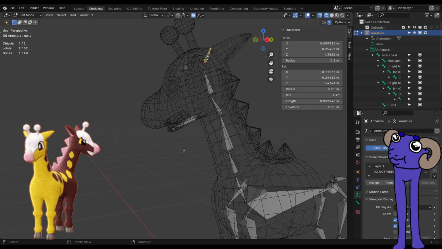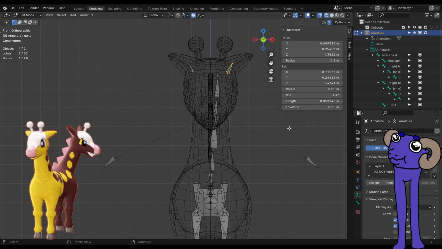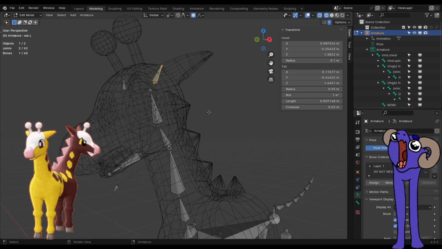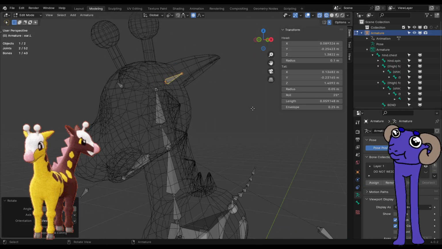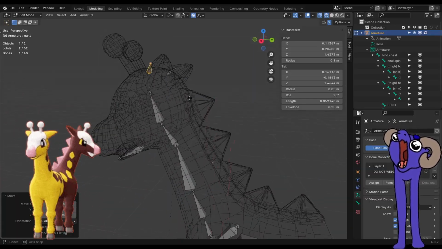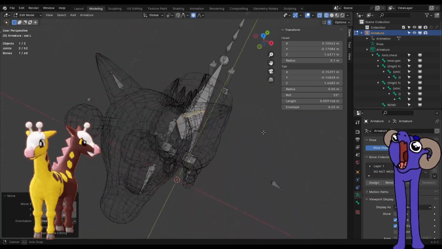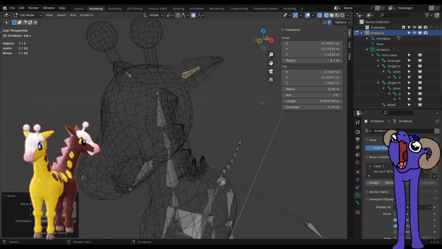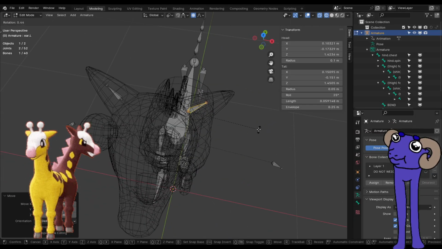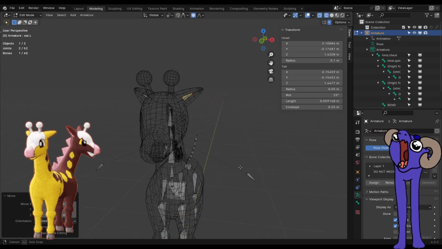Is this an ear? That is an ear. So I think I'm gonna leave the antennas really solid, and then we're just gonna have ear bones and hope that those work.